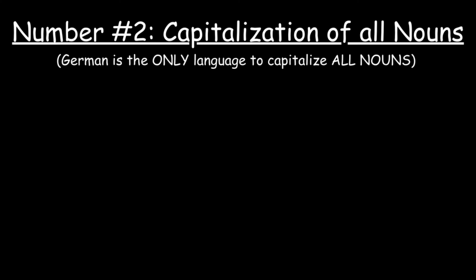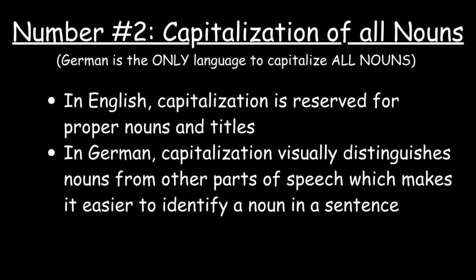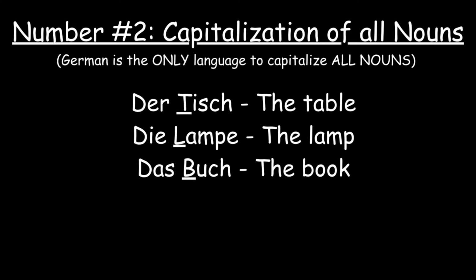Number 2. German capitalizes every single noun. It's the only language that does that, which is the most distinctive feature of its grammar. In English, capitalization is reserved for proper nouns and titles, but in German, it visually distinguishes nouns from other parts of speech, which makes it easier to identify a noun in a sentence. This concept mainly applies when writing German, so when you see a capitalized word, it's a noun. In the previous examples, every noun was capitalized. Der Tisch, die Lampe, das Buch.